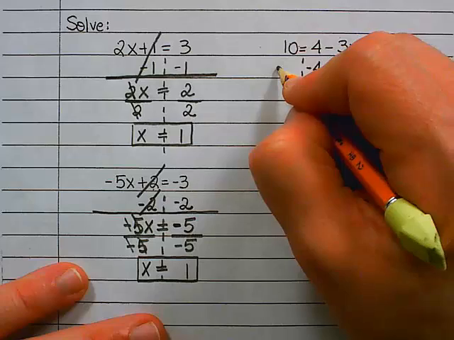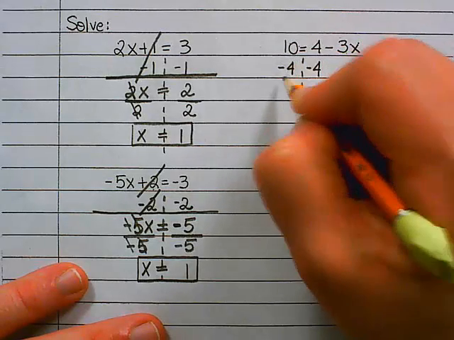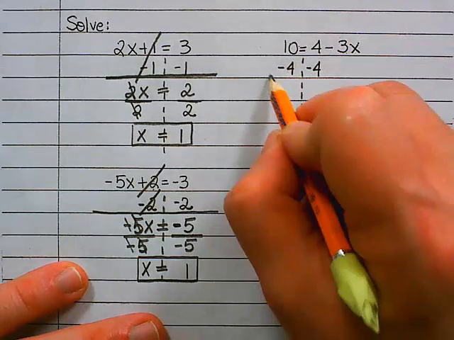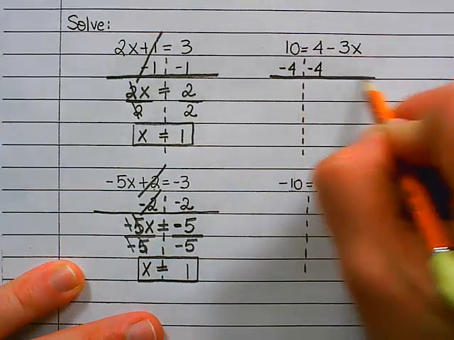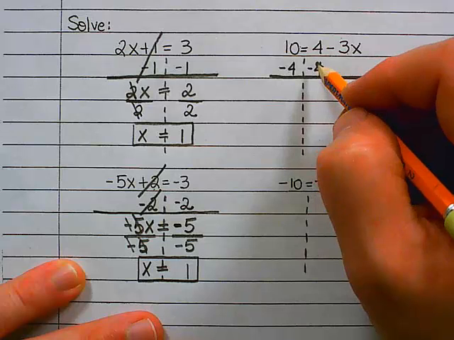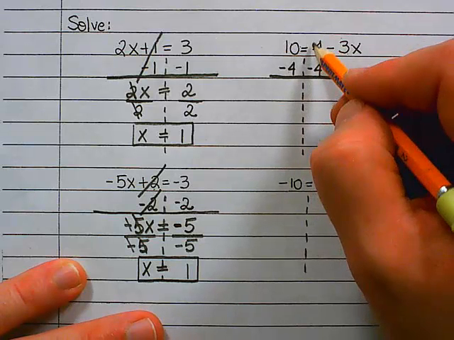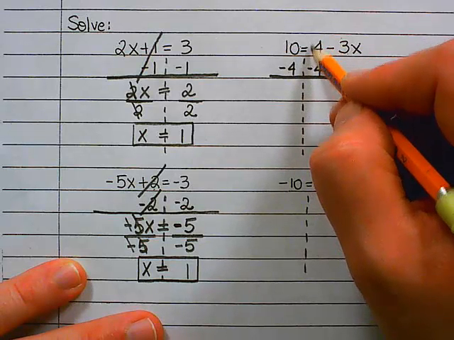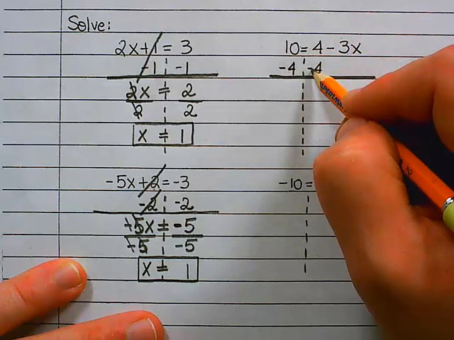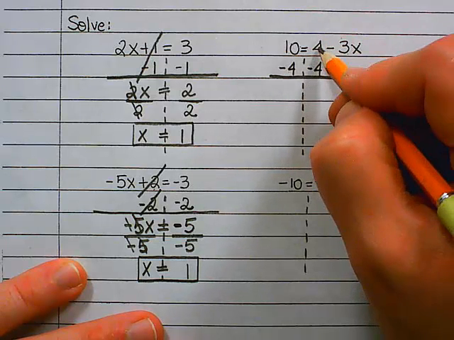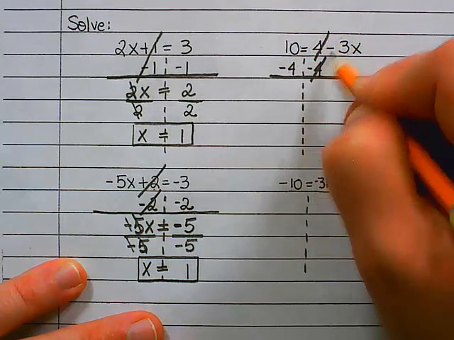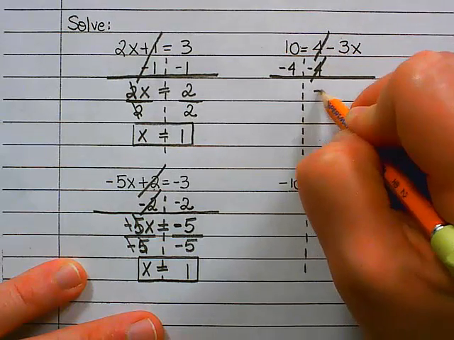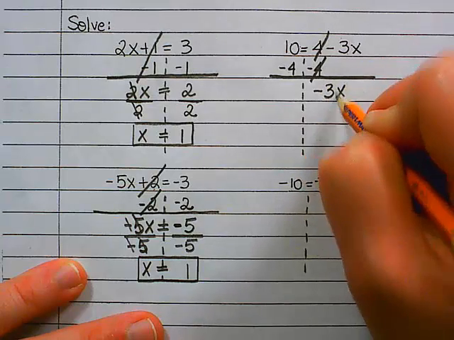And one thing about equations: if you do one thing on one side, you have to do the same thing on the other side. And remember my strategy? Draw a line. That line helps us remember that what we're going to do with these numbers is add and subtract. The signs here are different. This is positive, this is negative, so that means you're going to subtract. So 4 minus 4 gives you 0. In other words, they cancel. So on this side, we're just going to bring down the negative 3x.